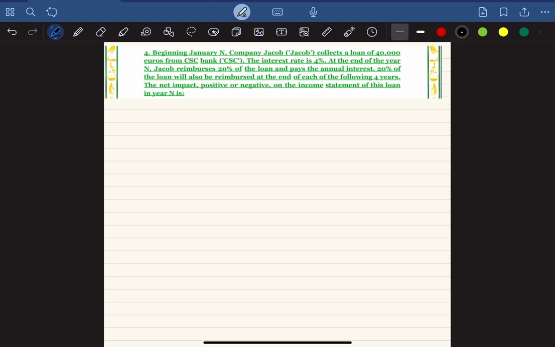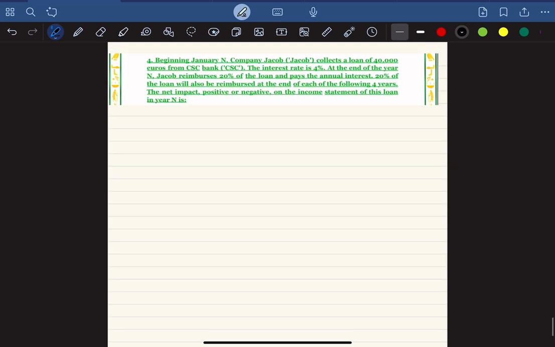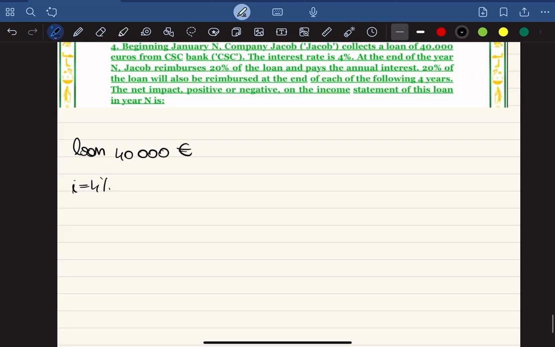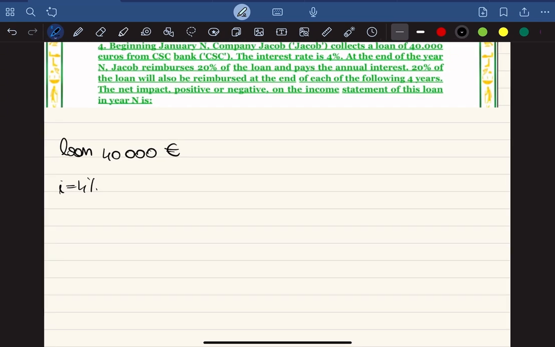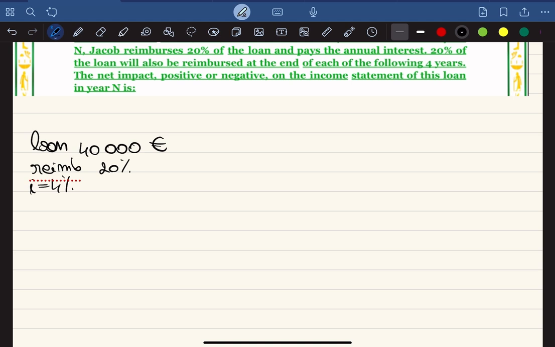So, beginning January end this year, company Jacob collects a loan of 40,000 euros from a bank. The interest rate is 4%. At the end of the year end, Jacob reimburses 20% of the loan and pays the annual interest. 20% of the loan will be reimbursed at the end of each of the following years. The net impact, positive or negative, on the income statement of this loan in year end is.